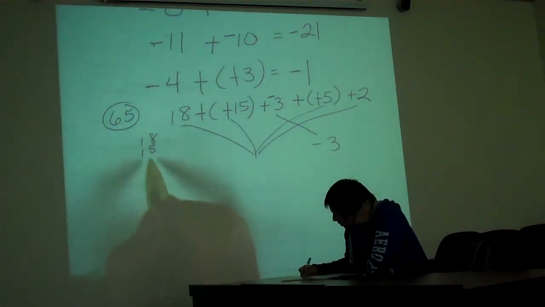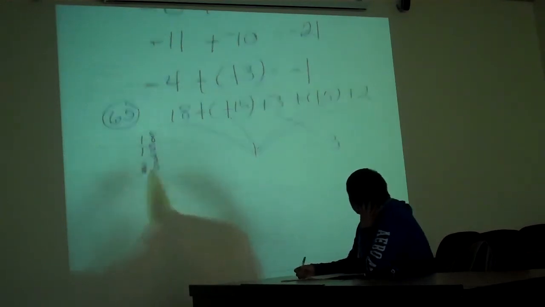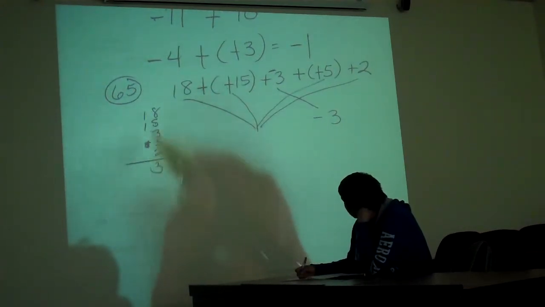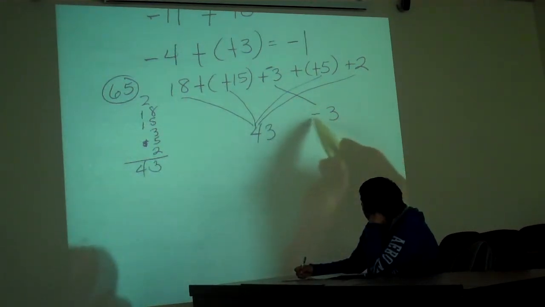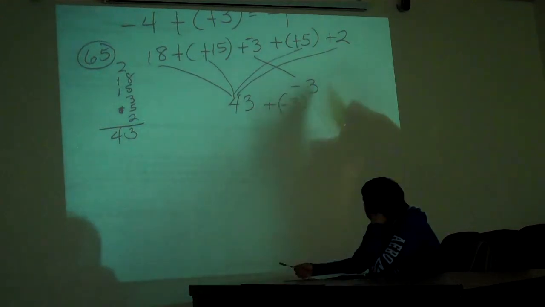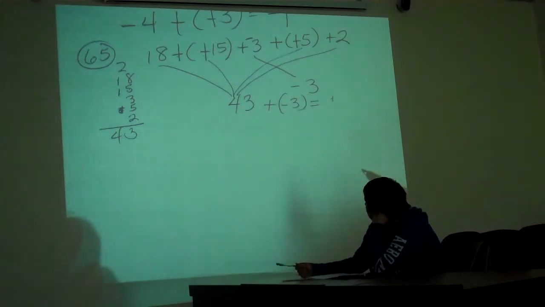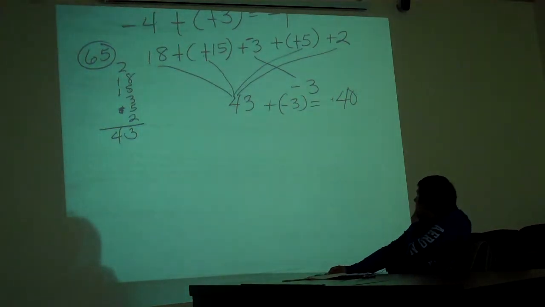18, 15, 3, oops, I was going to put 15, 5, and 2. So 10, 23, 2, 3, 4. You have 43 positives and 3 negatives. When you have a positive and a negative, sign of the larger, so it's going to be a positive answer. You don't have to write the positive. And subtract them. So you have 40 altogether right there.